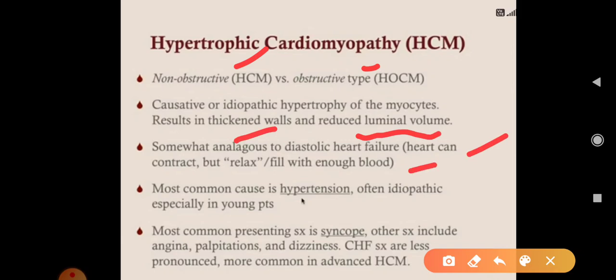The most common cause of hypertrophic cardiomyopathy is hypertension. Hypertension is the most common cause of left ventricular hypertrophy, remember. In some cases, the cause is idiopathic. The most common presenting symptom is syncope. Others include angina, palpitation, dizziness, and CHF symptoms, which are less pronounced and more common in advanced cases. Syncope occurs due to reduced blood supply to the brain, and angina occurs due to reduced blood supply through the coronary arteries.